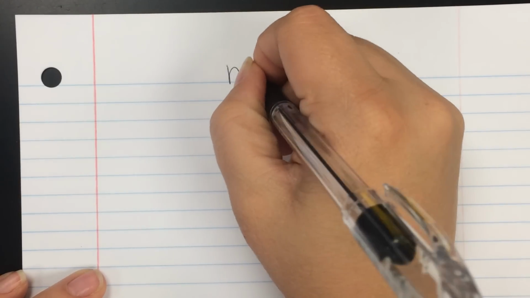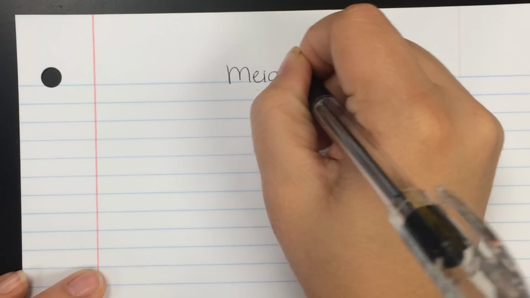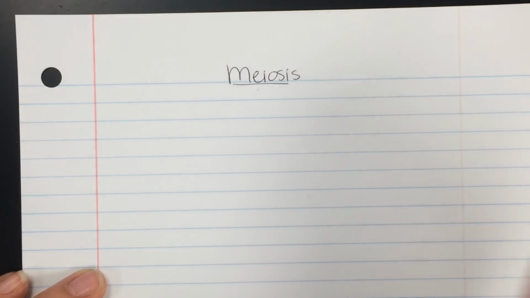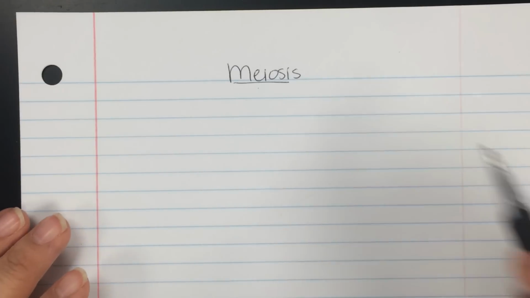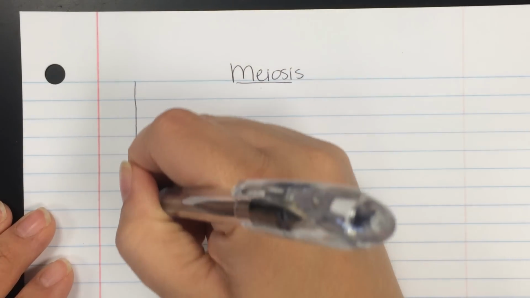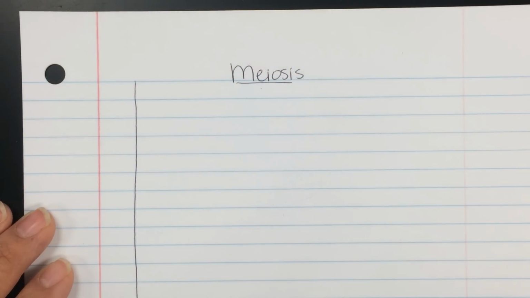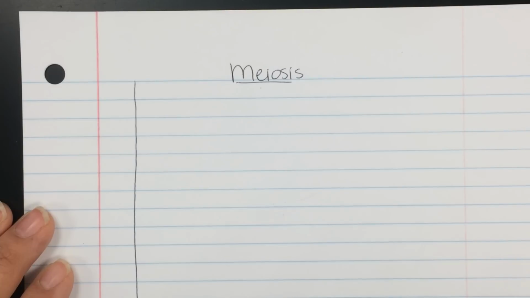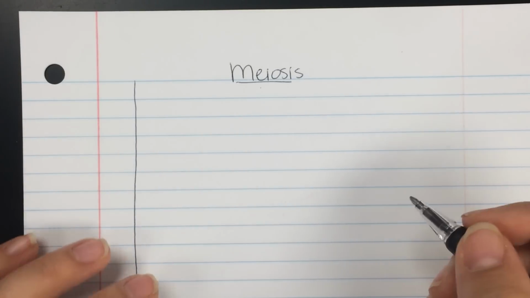So meiosis, helps if I have my pen open, is spelled M-E-I-O-S-I-S, and this is very similar to something you learned before, mitosis, but with a little bit extra. Since we're taking notes, go ahead and draw your lines for your Cornell notes so you can do your questions and your summary later.